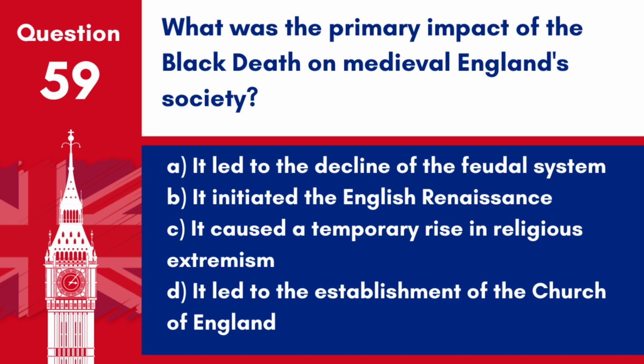Question 59. What was the primary impact of the Black Death on medieval England society? A. It led to the decline of the feudal system. B. It initiated the English Renaissance. C. It caused a temporary rise in religious extremism. D. It led to the establishment of the Church of England. Answer: A. It led to the decline of the feudal system. The primary impact of the Black Death on medieval England society was that it led to the decline of the feudal system due to the drastic reduction in the labour force.